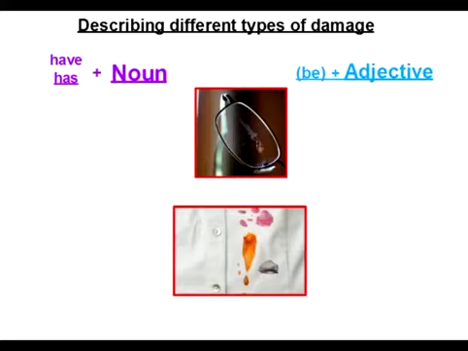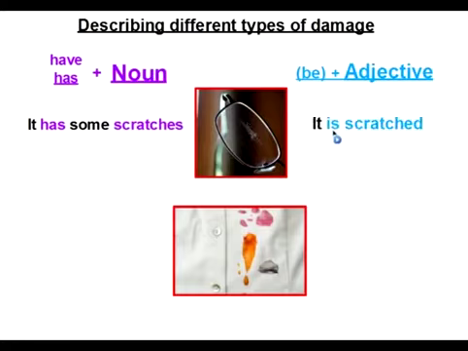So let's look. We remember these glasses, okay, that the woman supposedly bought. What was the problem? Well, you could say it with a noun. You could say, it has some scratches, okay? Notice I'm using has and the noun, scratches. So these are scratches. It has scratches. But I could also use an adjective to describe this damage, and I could say, it is scratched. Okay? So if I'm describing this, I could say it is scratched. Or it has scratches.